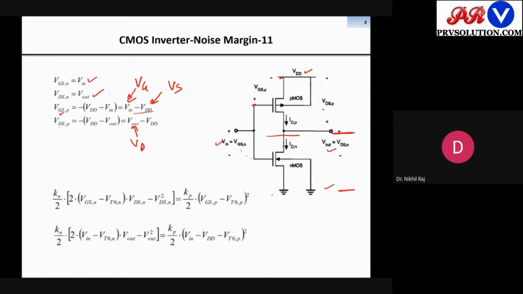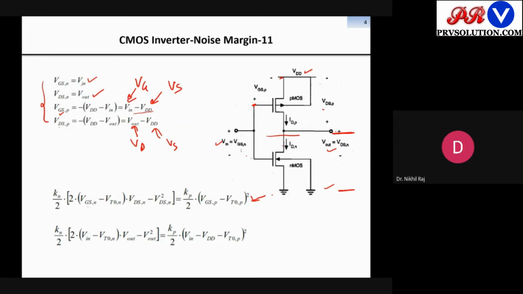That is VD. VD is nothing but V out. And VDD is nothing but Vs. So these are the four variables where I will substitute. I will replace this VGS and VDS by the input and output variables. So this was equation 1. In this equation, I will substitute all the VGS and VDS values.